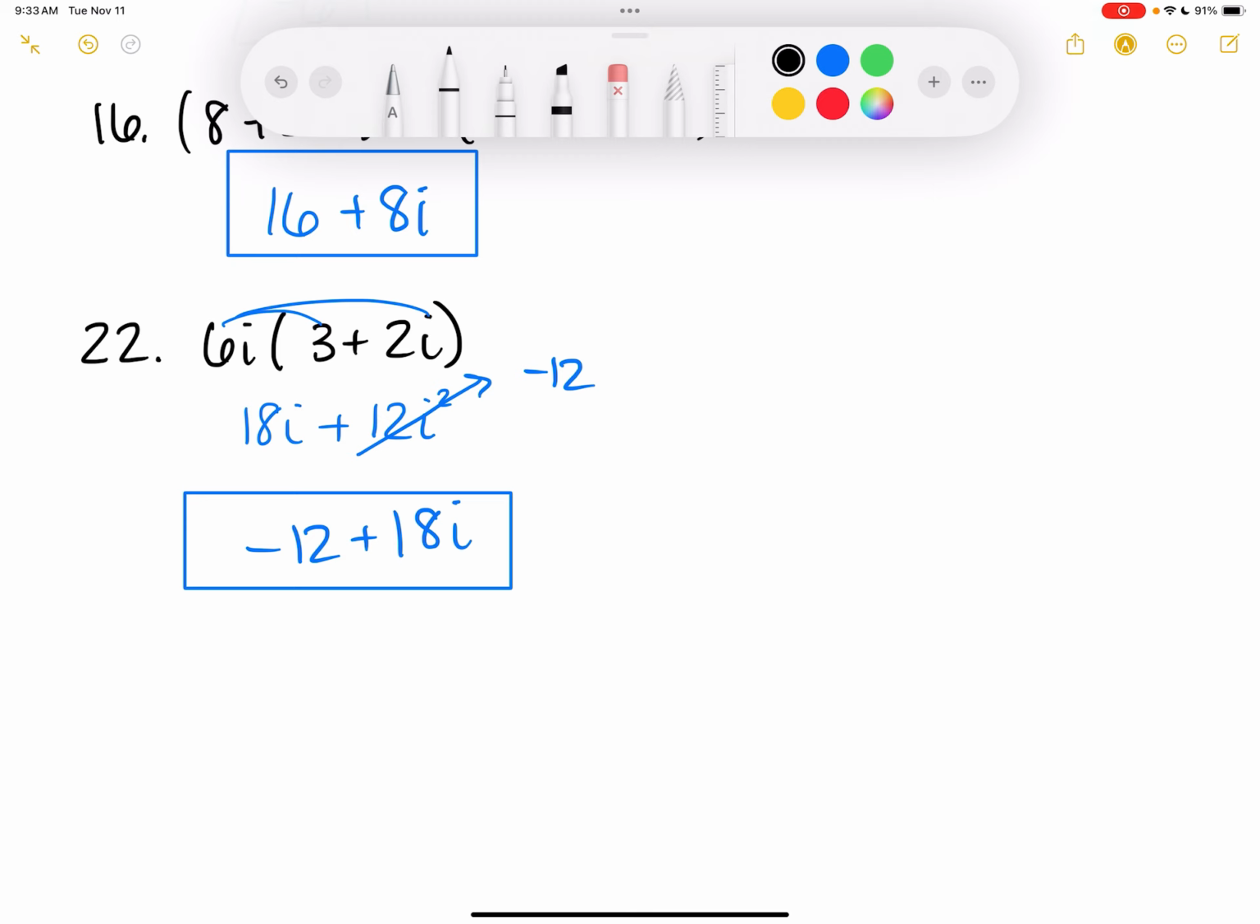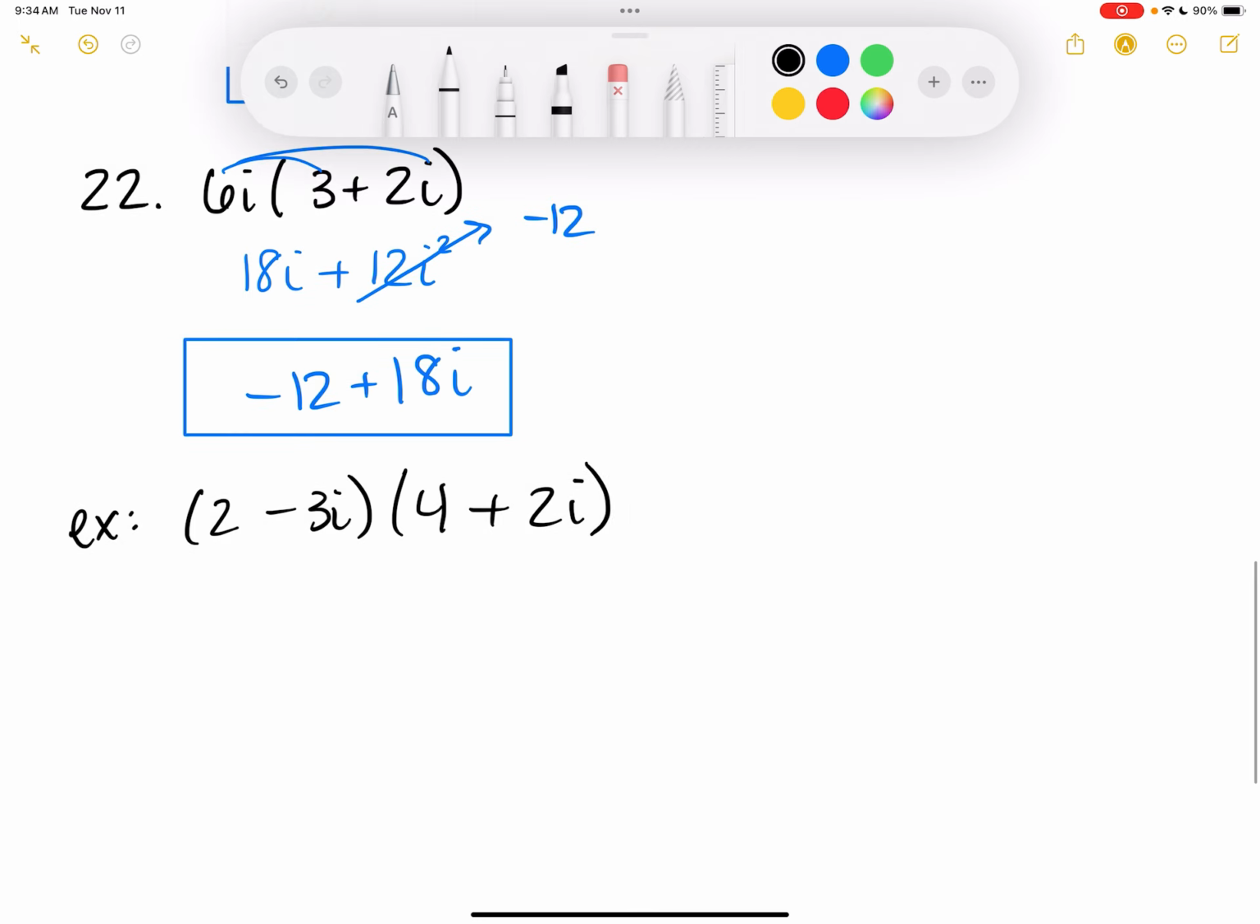All right, most of these are even or odd problems, so I'm just going to make one up. 2 minus 3i times 4 plus 2i. It's FOIL. So I have 2 times 4 is 8. 2 times 2i would be 4i. Negative 3i times 4 is negative 12i. And then negative 3i times 2i would be negative 6i squared.